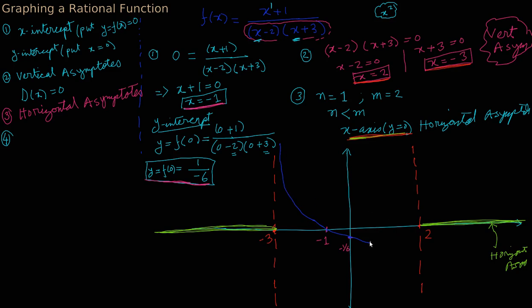Now similarly on this side, I cannot go this way because I cannot cross it. Also I cannot go this way because I cannot cross the x-axis, and of course I cannot cross the vertical asymptote here. So the only way is to approach this vertical asymptote. So this is the middle portion, of course.